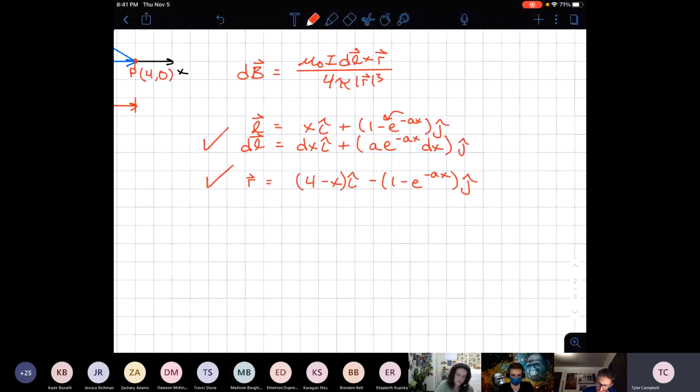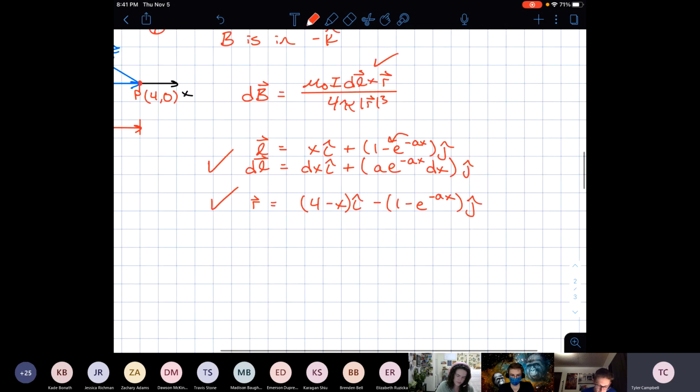So I've got this entire first part of the numerator of my Biot-Savart law completely done. The denominator is just plugging in the magnitude of r. I need to cube that, right? And then I would have to integrate to find my B field.